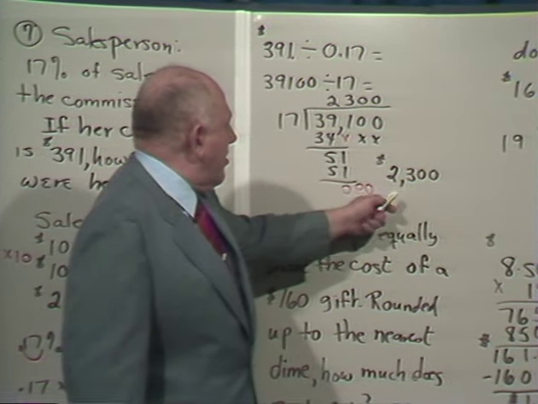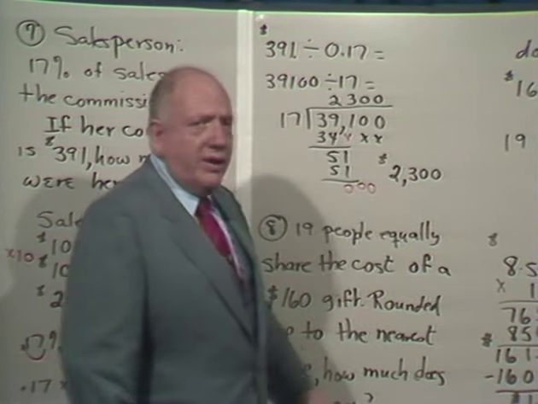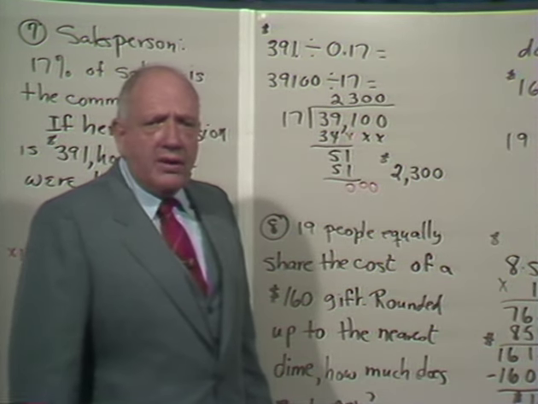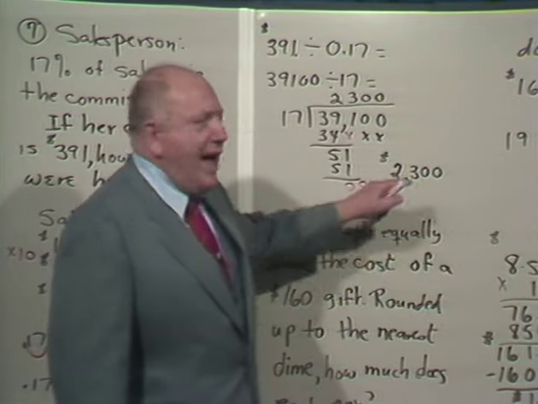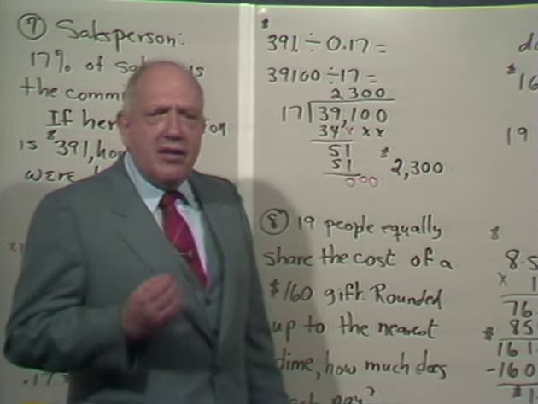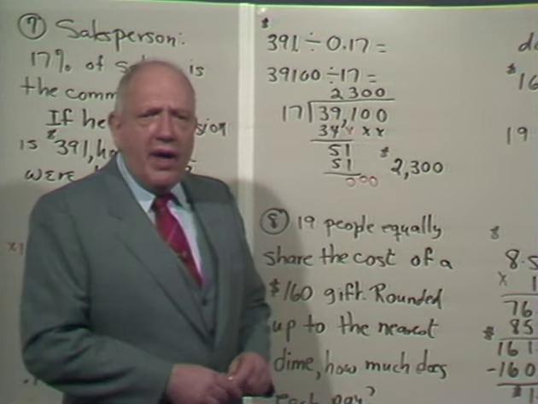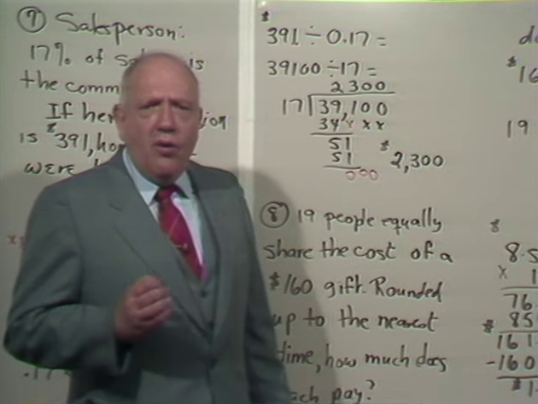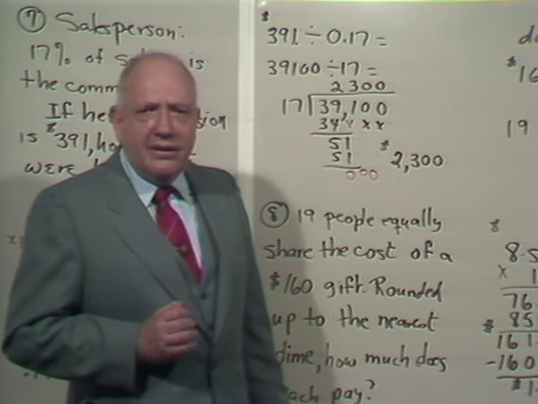How could we check this? If we took $2,300 and took 17% of that, that should come out to be $391. But notice our estimate. Before we started this problem, we said what? The answer to this problem has to be somewhat more than 2,000. It was somewhat more than 2,000, so we know we're at least in the right ballpark.